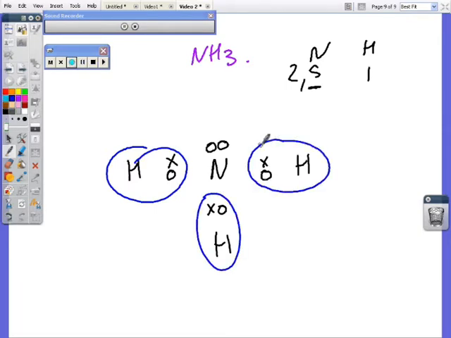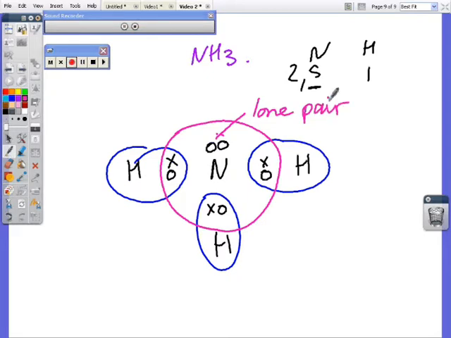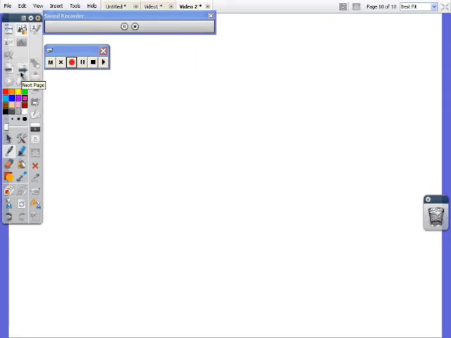Hydrogen is obviously happy because it only needs 2 electrons in its outer shell. Let's have a look at the nitrogen. It's sharing those, it's sharing those, it's sharing those, and it has 2 left over. This is, again, another lone pair of electrons. Nitrogen has 2, 4, 6, 8 electrons. It is happy. We have nitrogen singly bonded to 3 hydrogens in our compound called ammonia.